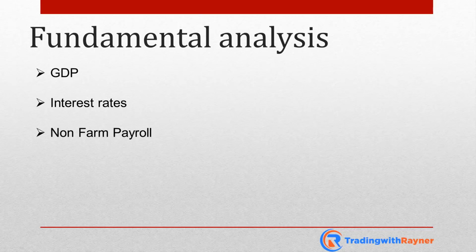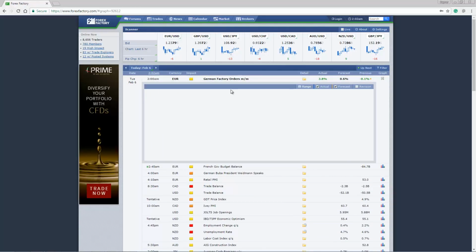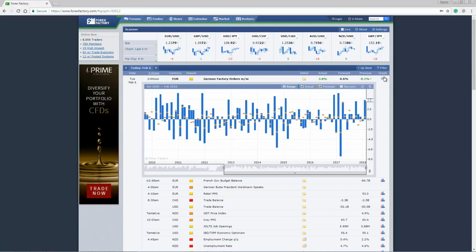So if you want to check out fundamental analysis, this is a very useful website that you can use. You can go to forexfactory.com, and over here at the calendar, you click here, you will see the different pieces of fundamental news that will be coming out for the week. And if you want to look at the differences, you can look at the previous change, the actual number that came out, the forecast, and the historical record of it. That is possible as well.